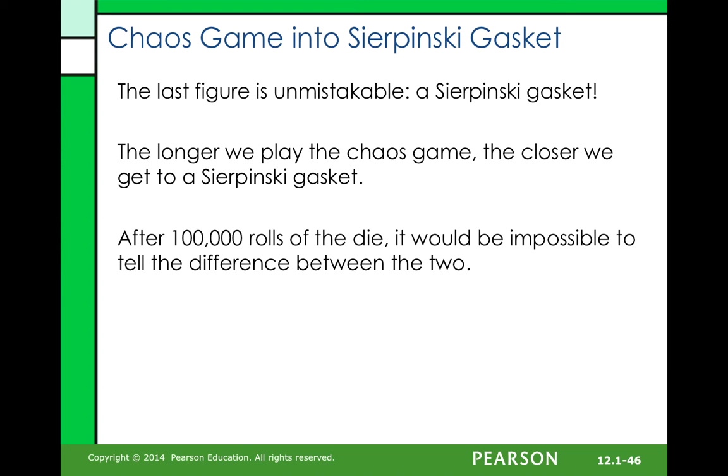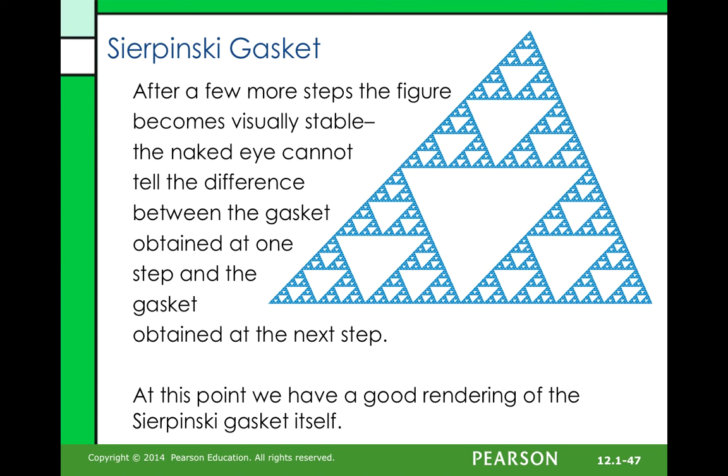So the longer we play the game, the closer we get to the Sierpinski gasket. After, say, 100,000 rolls, we couldn't tell the difference between the gasket and what we currently have from the game. After a few more steps, the figure becomes stable. We can't tell the difference between this game-generated picture and the Sierpinski gasket, and we get the gasket itself essentially on the screen.